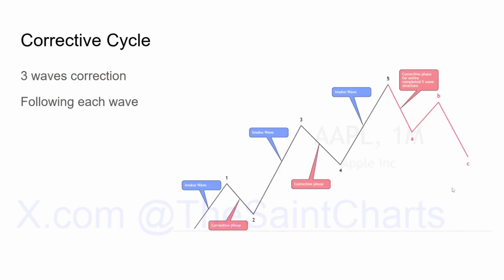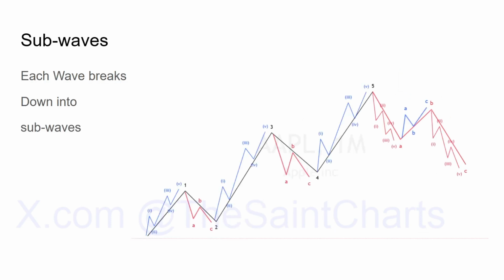We'll have a look a bit further into that, and then we have a corrective cycle following. Once we've had 5 waves to the upside, so we've got the impulse wave, corrective phase, impulse, corrective again, another impulse, then we get a big corrective move to correct the entire cycle. Keeping things simple, we're going to have that as an ABC, a 1, 2, 3 wave structure. That is the corrective cycle following a 5-wave move.